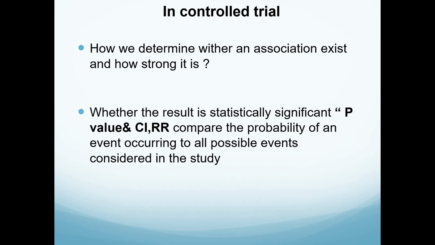In a controlled trial, we have an intervention group where we are trying a new medication or a new method of diagnosis. In this controlled trial, how could we determine whether an association exists and how strong this association is? This can be done by statistics: statistical significance like the p-value or confidence interval, and relative risk. Comparing the probability of an event occurring to all possible events considered in a study.